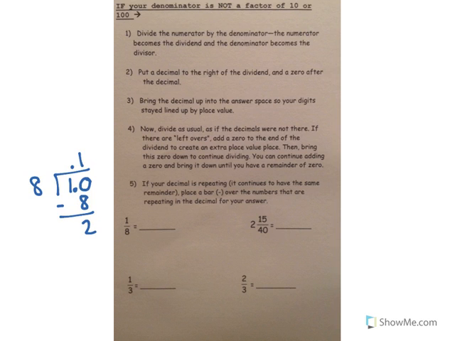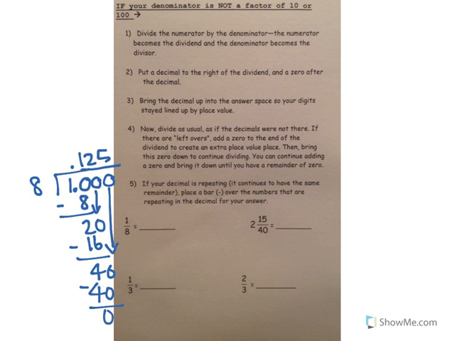Now, there's a leftover, so I go ahead and add another 0 and then bring that down. 8 goes into 20 two times, and there's still a leftover, so I need to add another 0 and bring it down. And 8 goes into 40 5 times, and now I don't have any leftovers. So 1/8 can be written as 125 thousandths. So we have to divide. That's what we're doing, is we're dividing.